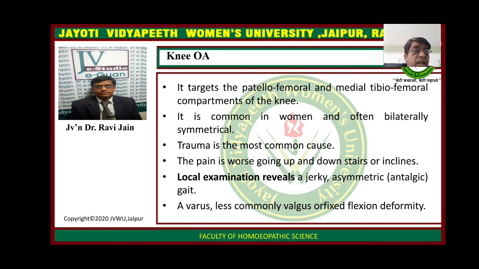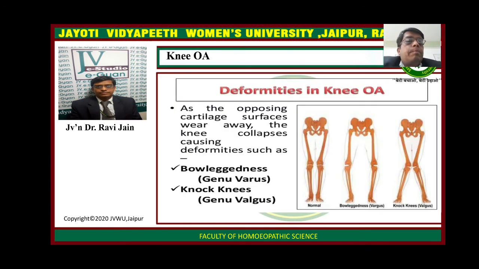Knee osteoarthritis targets the patellofemoral and medial tibiofemoral compartments of the knee joint. It is common in women and often bilaterally symmetrical. Trauma is the most common cause of knee osteoarthritis. The pain is worse going up and down stairs or inclines. Local examination of the knee joint reveals a jerky, asymmetric, antalgic gait. A varus, less commonly valgus, or a fixed flexion deformity is seen.